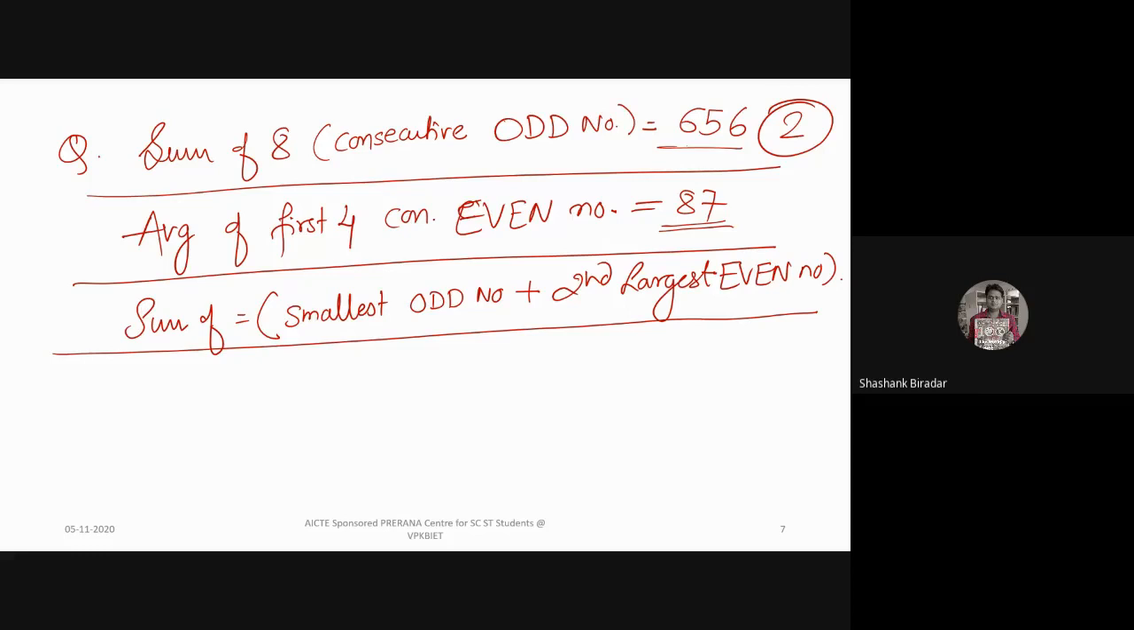So what you have to do is think there are eight consecutive odd numbers given. Your A is one of the odd numbers. Then what are the possible odd numbers? If A is the odd number, then A plus 1 is the even number.